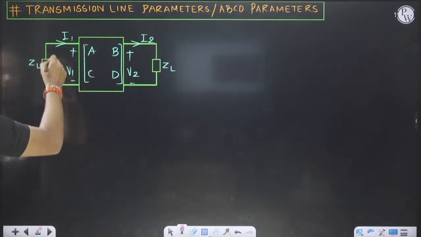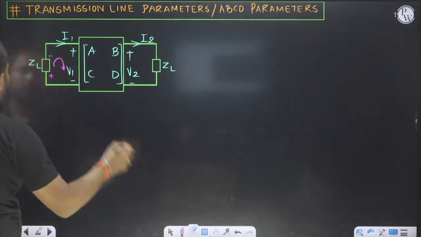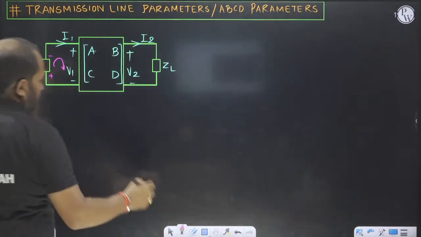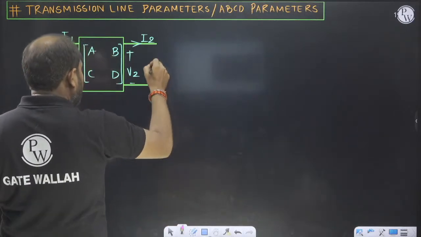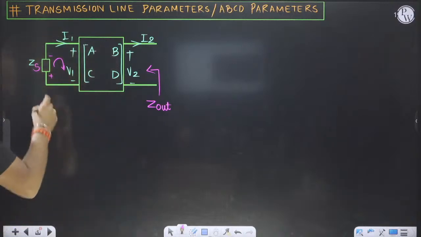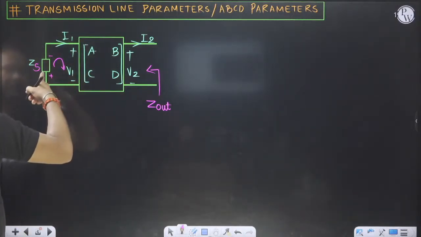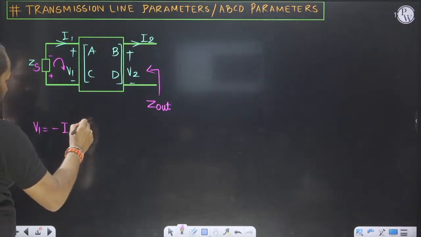So current will be flowing like this. It will be something like this, and here Zs will be there. So what is Z out? They will ask Z out. What is the relation between V1 and I1? V1 is equal to minus I1 into Zs.